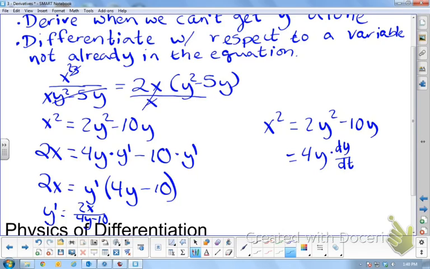So I could ask you a lot of questions with this. I could say, what is the derivative? I could say, what is the derivative at a certain point? You could say at 2, 5, or I could even just say when x equals 2, and I'd have to go back and solve for y, or when y equals 5, and I'd have to go back and solve for x. I could make you find a tangent line.